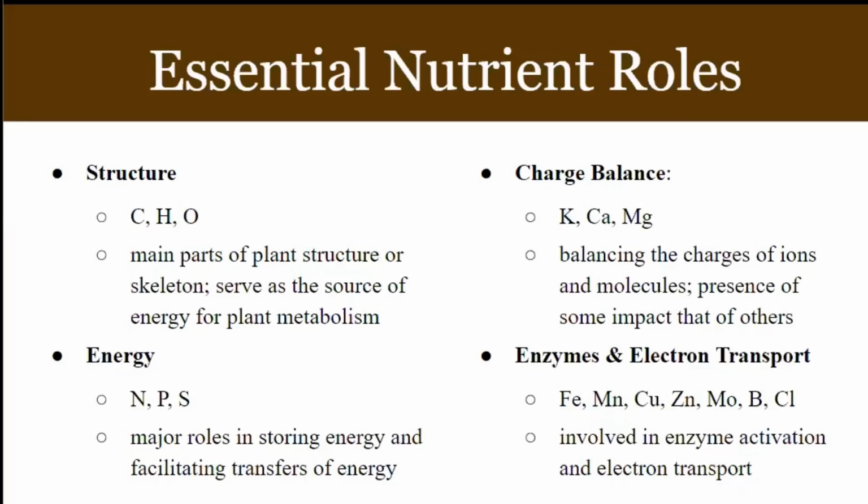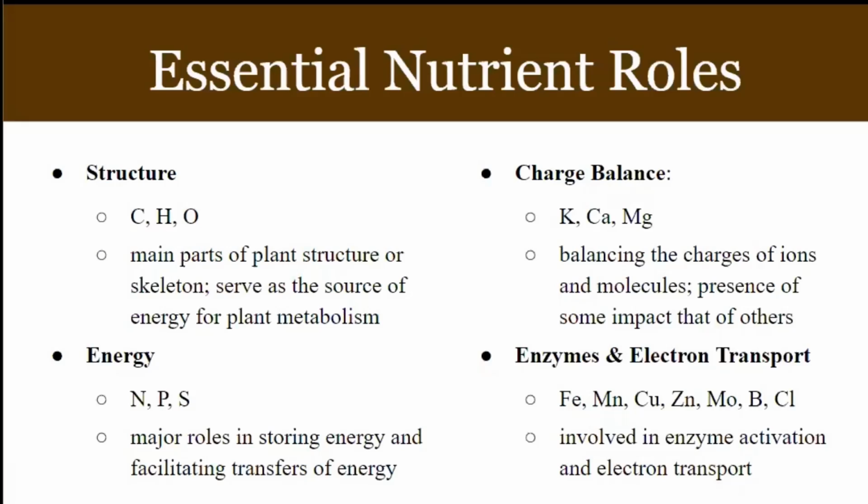Then there's charge balance. So there's the potassium, calcium, and magnesium. It's actually that balancing of charges of ions and molecules, and the presence of some will impact others. And I remember saying that a little bit last week. And the last thing that generally these essential nutrients are doing is impacting enzymes as well as electron transport.